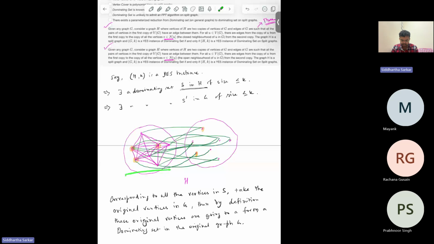So thus we prove that even for a special class of graphs called split graphs, dominating set is W[2]-hard.